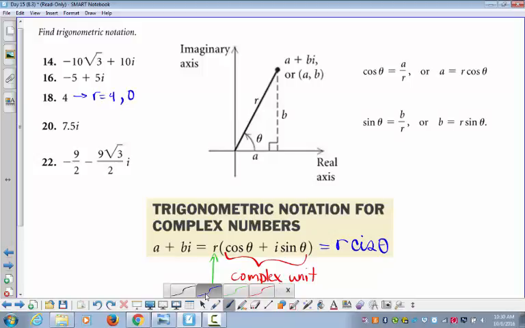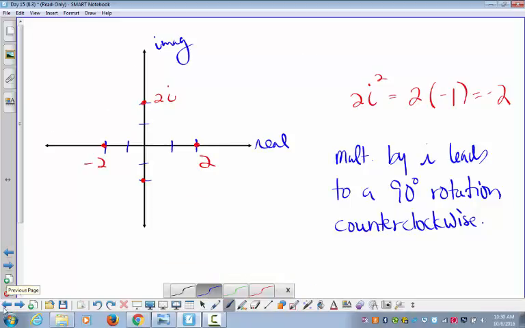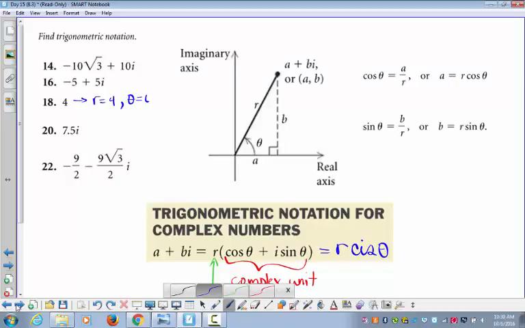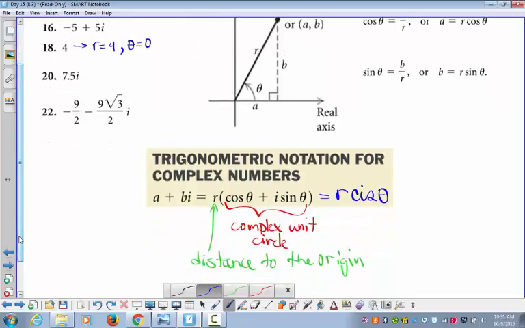And what would be the angle? So you're imagining 4. You're imagining this plane right here, and you're out here at 4, right there. So what's the angle if you're going to rotate from the positive x-axis? 0. So theta is 0. So that allows you to write this complex number then. That's number 18. So 4, that's the standard algebraic form.